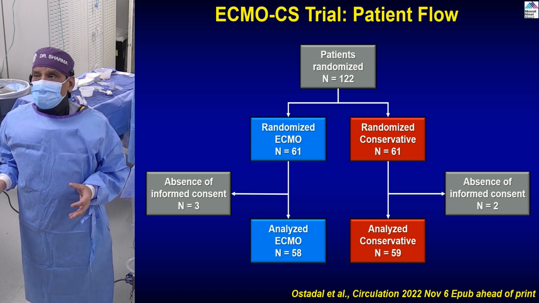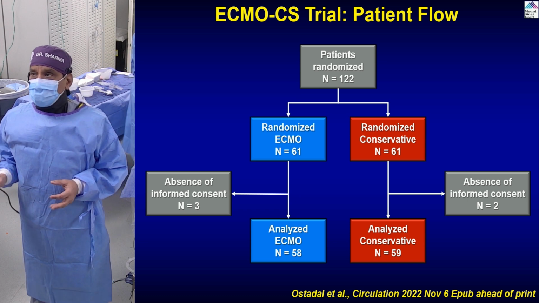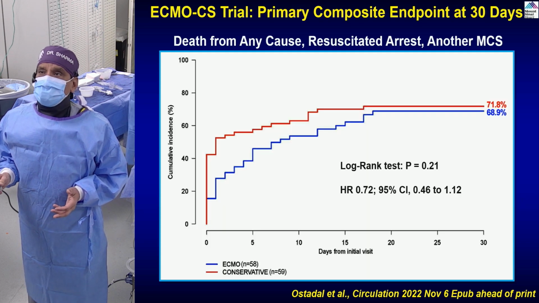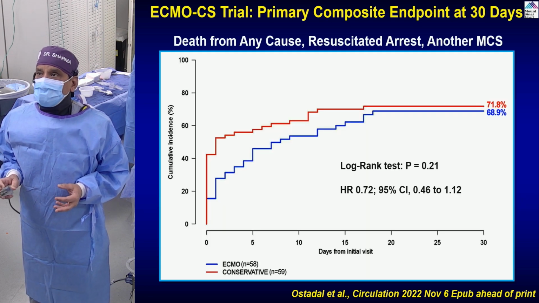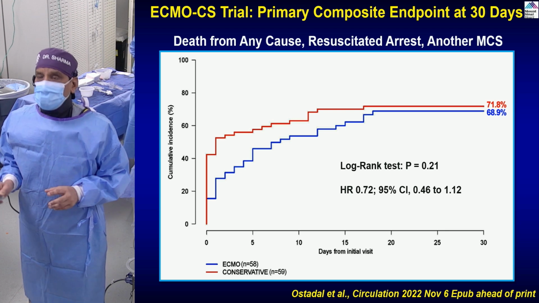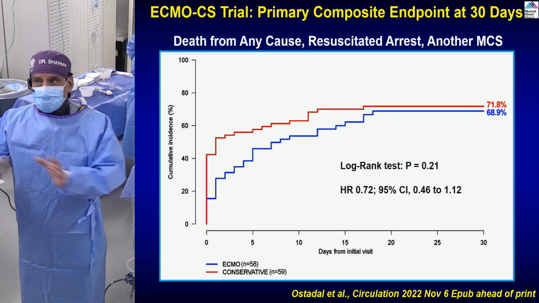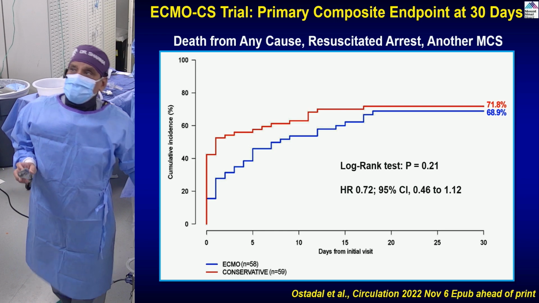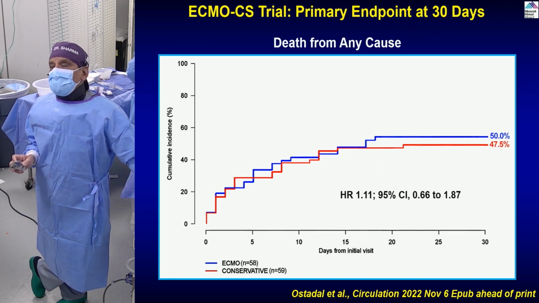A small number of cases, it took them 8 years to do these 120 patients, but these are the tough patients, as we all know, in the cardiogenic shock arena. But our outcomes were no different. Whether you did ECMO early, or in about 40% of cases in the conservative arm you did ECMO because of the rising lactate later, there was no difference in the primary outcome or the death from any cause.